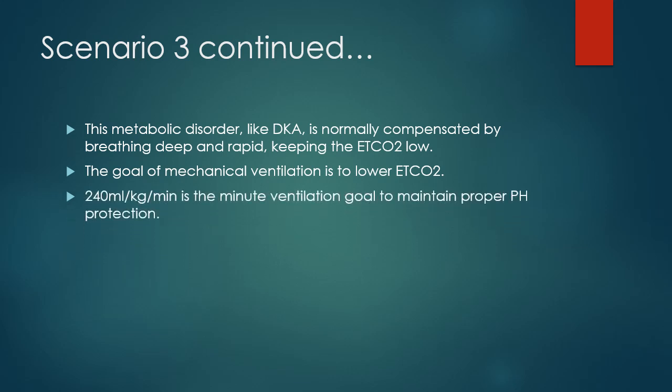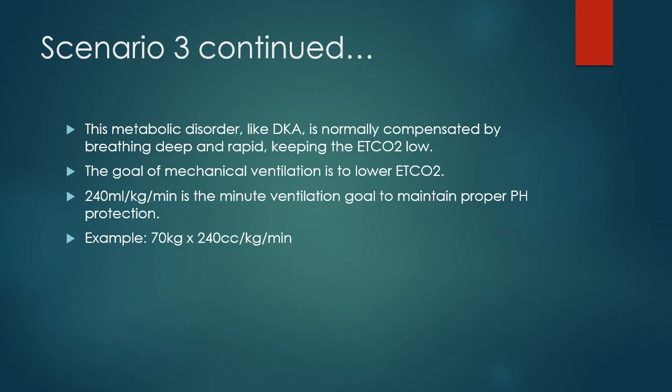So this isn't something that you need to remember, but it's just a guide to help you choose adequate vent settings. You remember the minute ventilation formula, which was 100 mLs per kilogram a minute. This formula is now 240 mLs per kilogram a minute for that DKA patient, so that you can maintain proper pH and protect them by having an adequate minute ventilation to offload as much CO2 as possible.